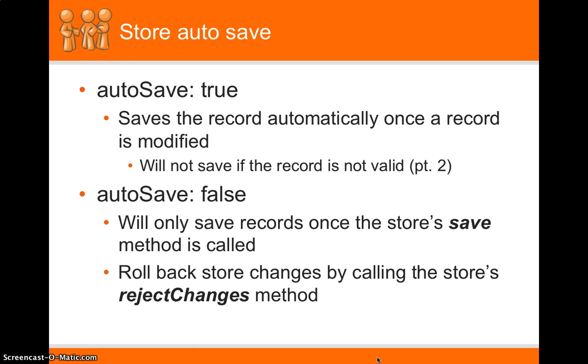But if we say autosave is false, the call won't be made by itself. We need to call that method. So if you want to call save on the store, you just call the store save method. All outstanding changes in the store will actually be saved at that point in time. Likewise, if you want to roll back changes, you're going to want to call reject changes on the store. That'll take all of the modified records and roll them back to their original values.